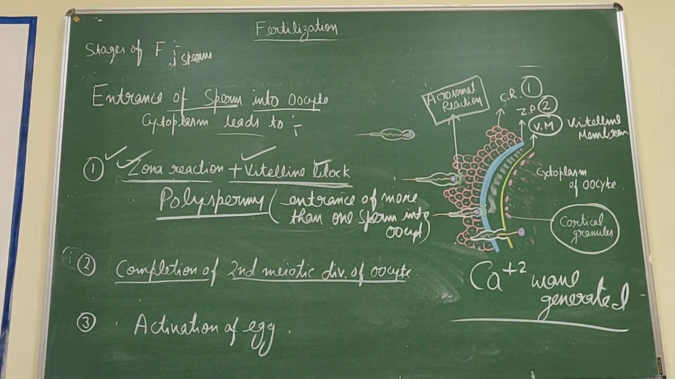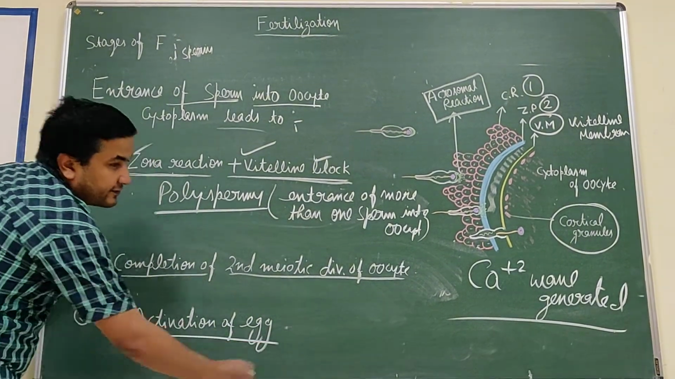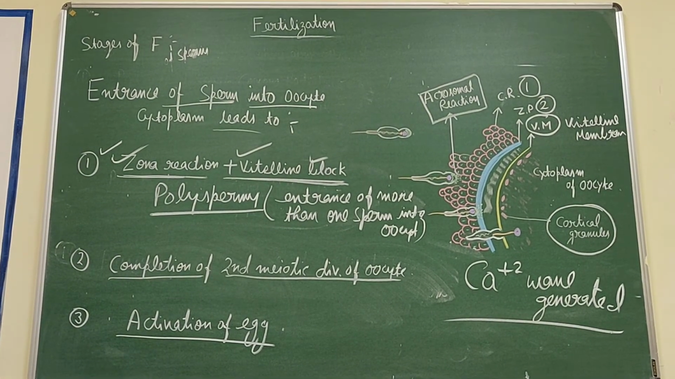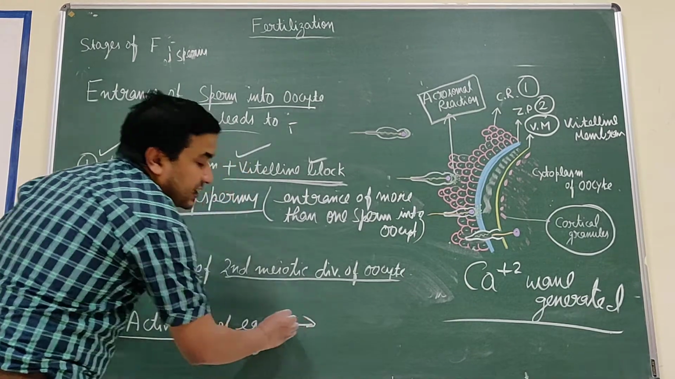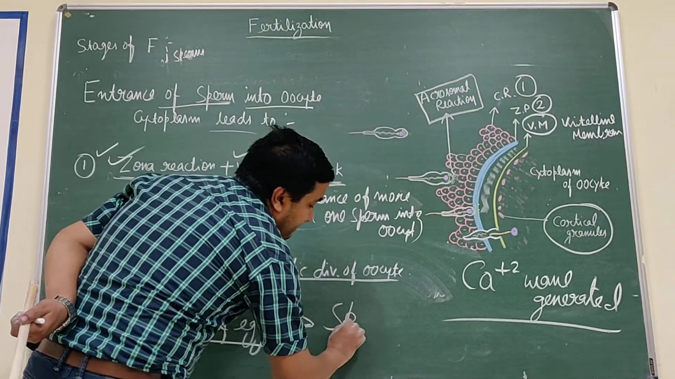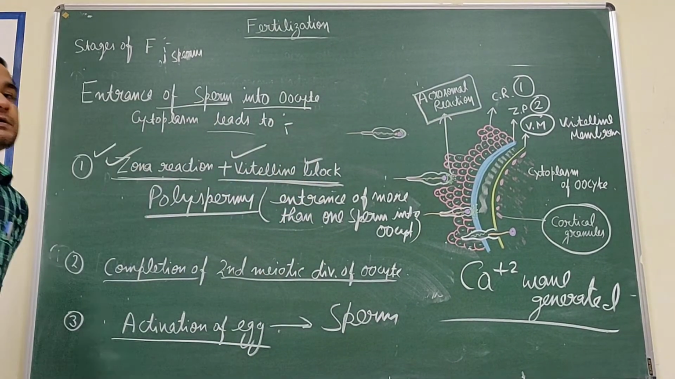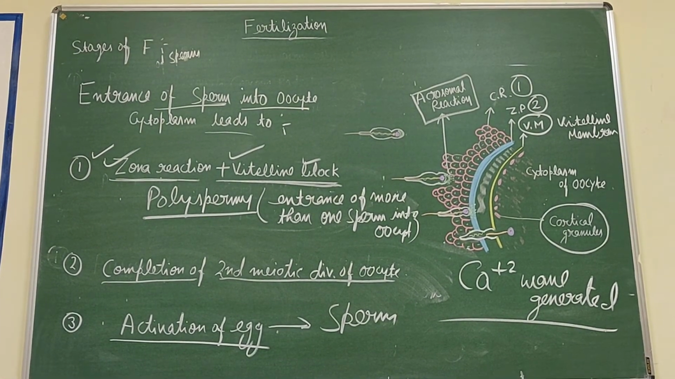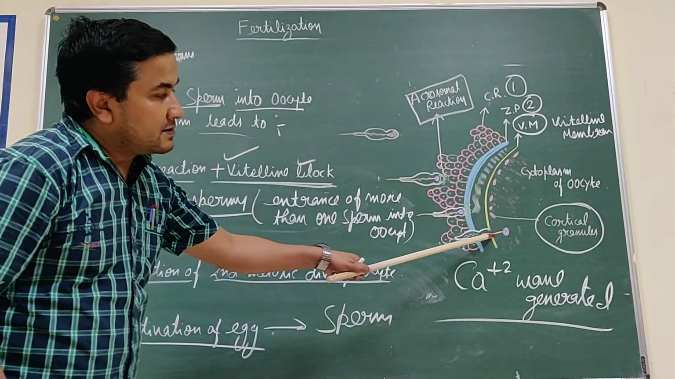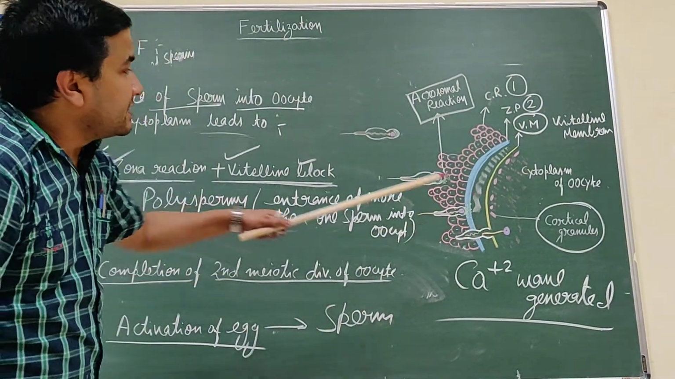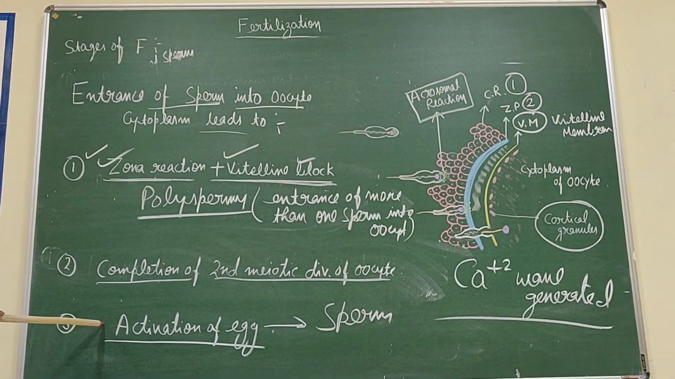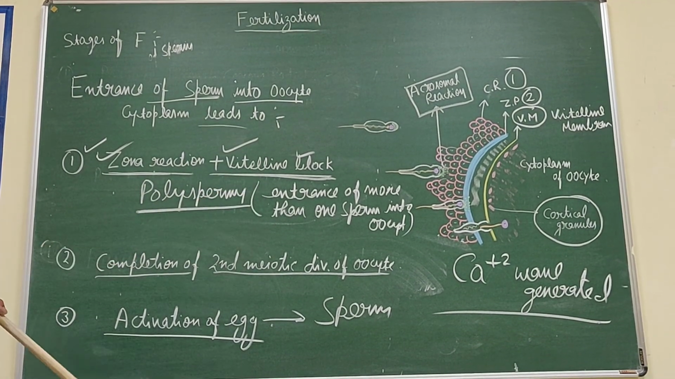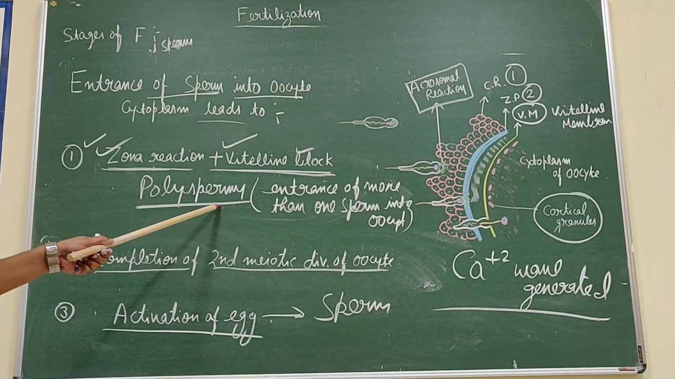Now the third change is the activation of the egg. The ovum is activated, and this energy is generally transferred by the sperm. So after these events, these three important changes occur. The first is the zona reaction and the vitelline block that prevents polyspermy.